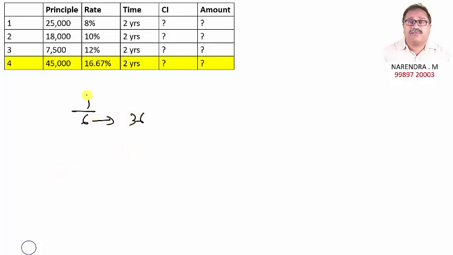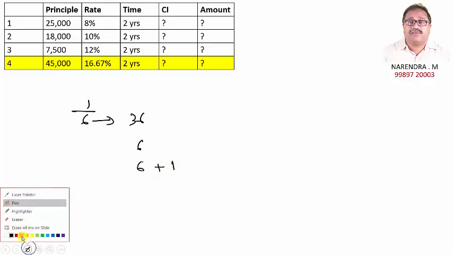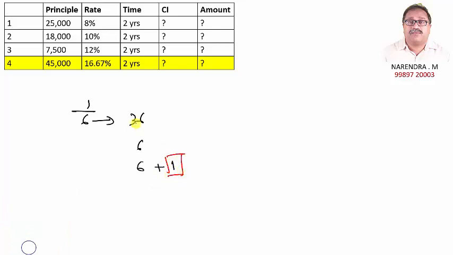Now what is the first year interest? 1/6 of this 36, and that is 6. Second year also 6 plus interest on this interest. How much is the interest on this 6? So 1/6 of 6. I repeat, 1/6 of 6 is the interest, which is nothing but 1. So the difference between simple interest and compound interest is 1 when the principal is 36.